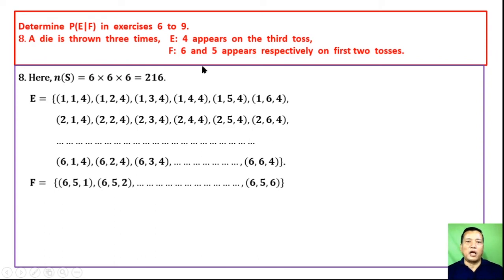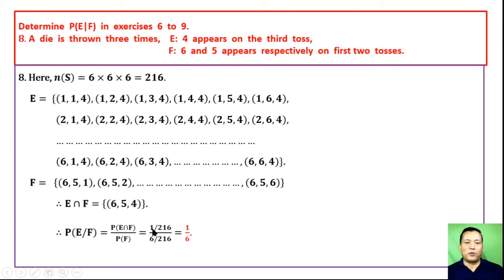F, where 6 and 5 appear on the first 2 tosses, has outcomes 6 5 1, 6 5 2, 6 5 3, 6 5 4, 6 5 5, 6 5 6. In the intersection of E and F, 6 5 4 is the only common outcome. Therefore P of E given F is P of E intersection F by P of F, which is 1 by 6.